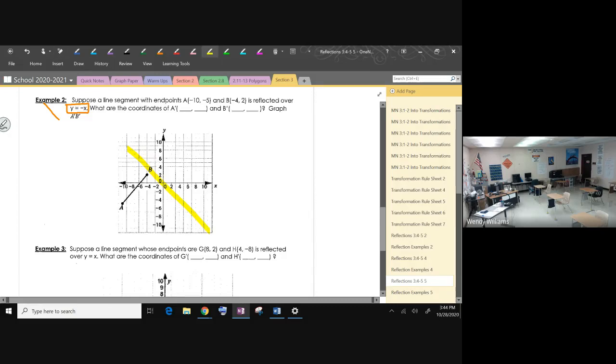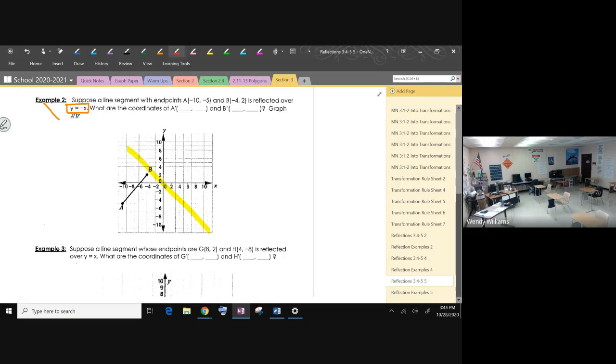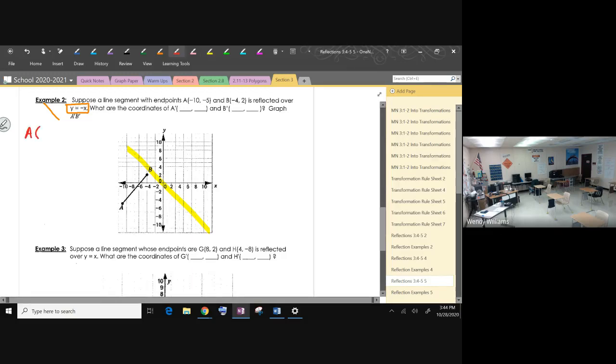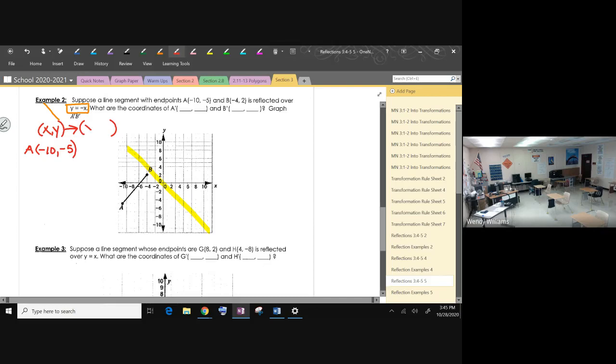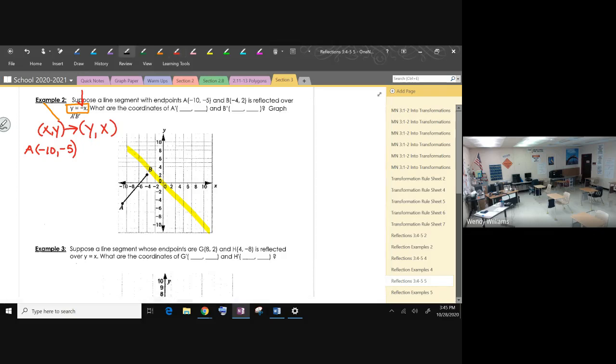And we're going to take A prime, or A, which is negative 10 and negative 5. And we're going to follow the rule. The rule was the original pre-image (x, y), and because y equals negative x, it's going to switch around to (y, x), but we're going to change both signs. So across y equals x, we switch them, but because it is negative, we're also going to change the signs.